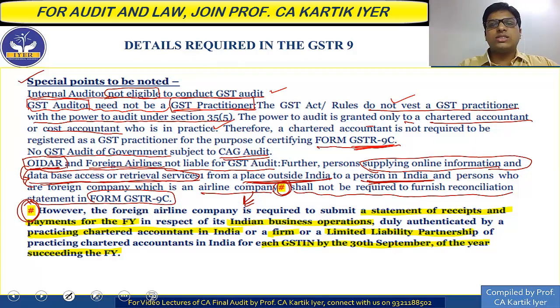Next is no GST audit of government subject to C and AG audit. So what they are saying basically is that a GST audit of the government and the C and AG audit will not be subject to each other. So it will not be connected.